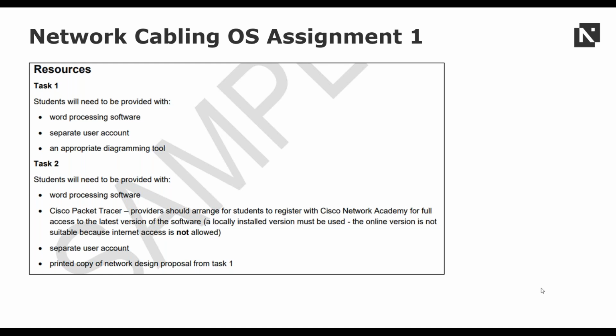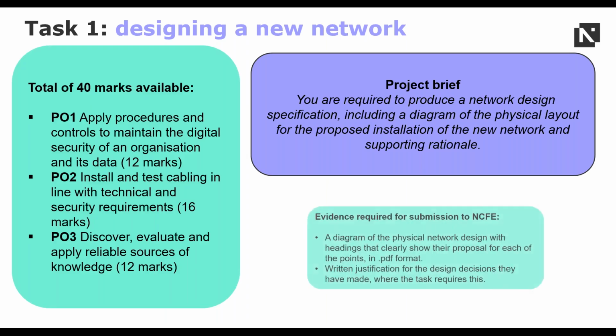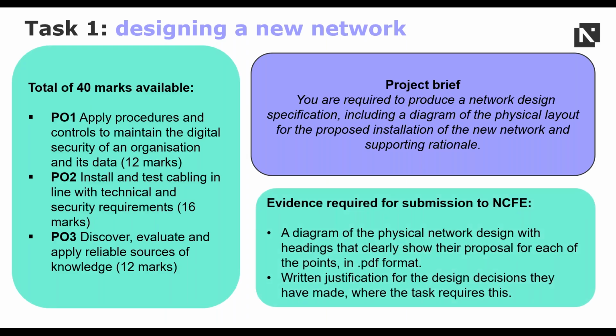Lovely, thank you, James. So assignment 1 is worth a total of 60 marks, and marks are awarded against the skills and knowledge performance outcomes shown. Students will have a total of 8 hours to use the information in the assignment brief to carry out the work required and demonstrate their knowledge and skills.